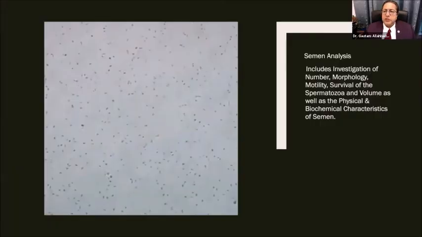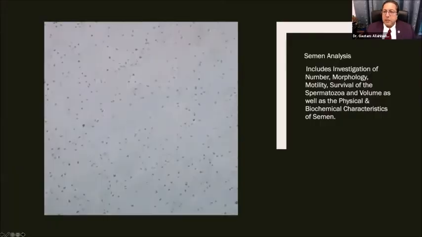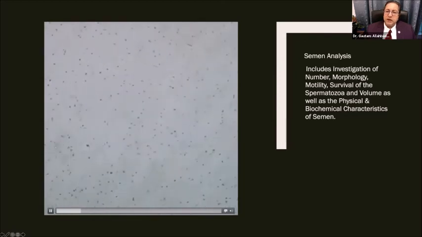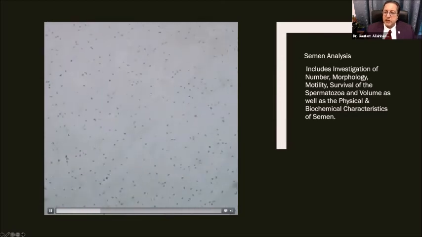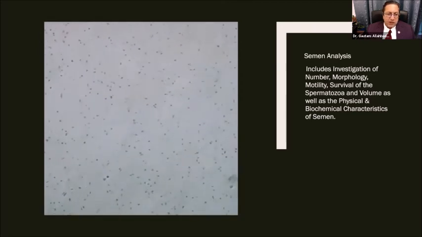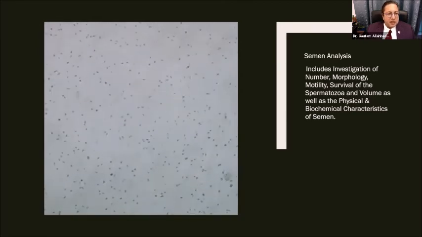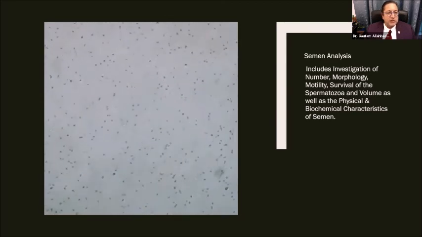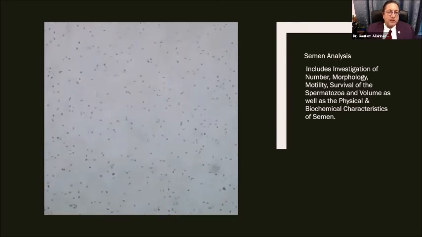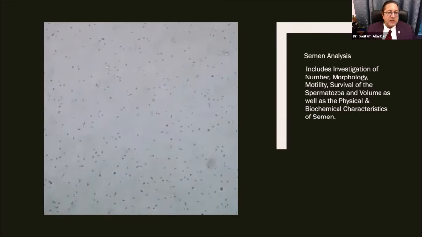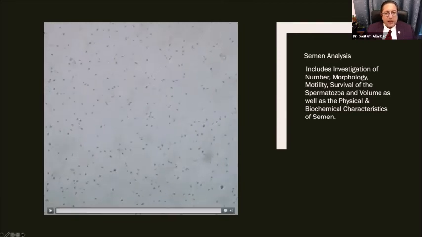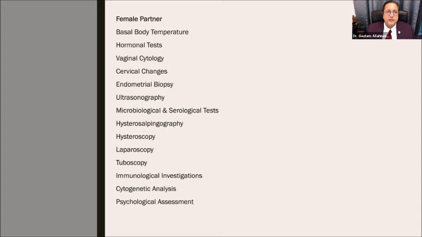Semen analysis includes investigation of the number, morphology, motility, survival of the spermatozoa and volume, as well as physical and biochemical characteristics of semen. The sample seen on your screen is a wonderful sample with most of the sperms actively forward, progressively motile, and it will be considered a very good sample. It's basically the lab technicians that do the testing, and today 15 million per ml and more than 50% forward progressive motility is considered normal by WHO standards.